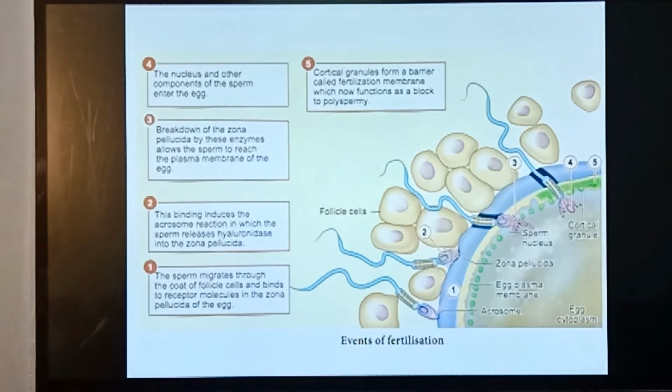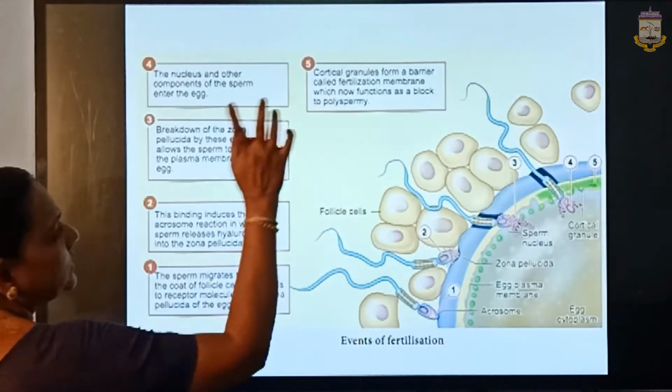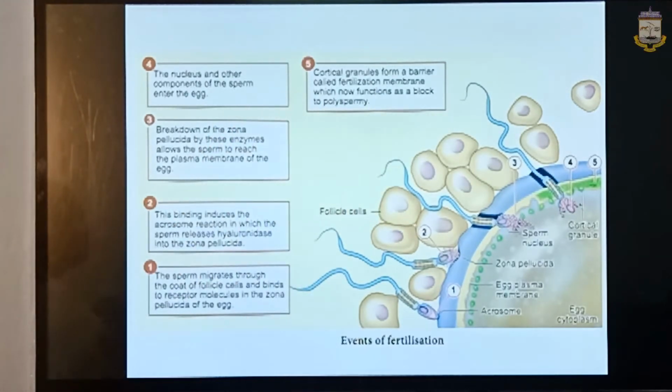Immediately after that, the cortical granules which are present within the cytoplasm of the egg form a fertilization membrane. That forms the barrier, and so they block. The function is to block polyspermy. That means further entry of the sperm is not allowed.